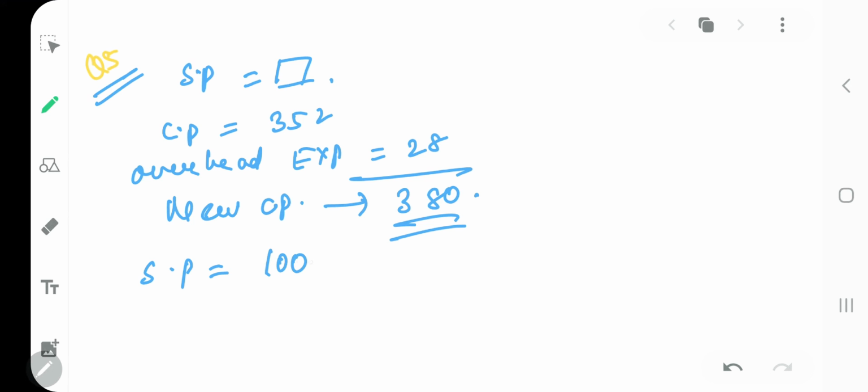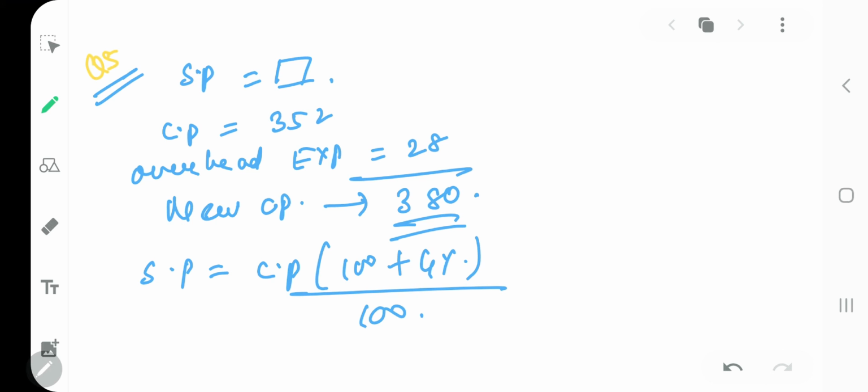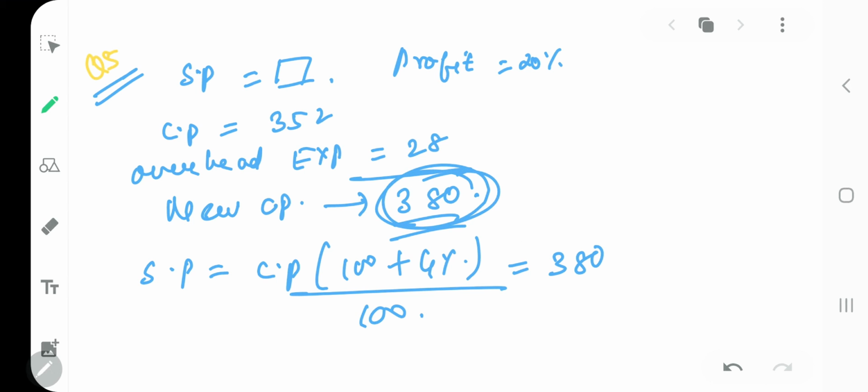Yes, CP into 100. We have a nice formula: CP into 100 plus gain percent upon 100. We have a gain percent here. Yes, we have. Okay, profit percent is given as 20%. So we have everything. We have CP in our hand. You have to consider your new CP, my dear kids. Don't take your old CP, otherwise you will get your answer wrong.